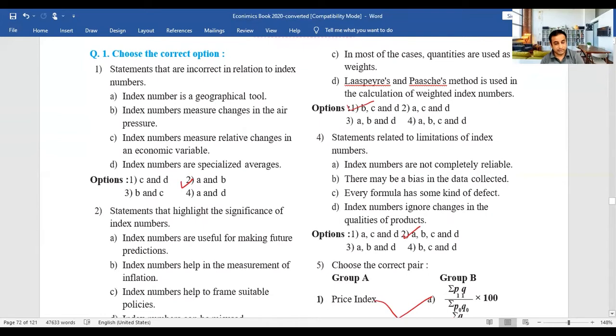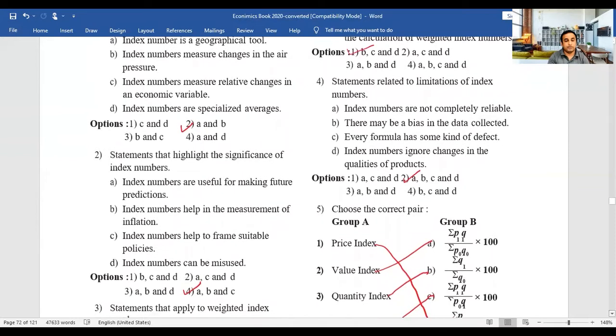There may be a bias. There may be a bias in the data collected. Every formula has some kind of defect. Index numbers ignore the changes in the quantities of the product. So all 4 highlight the limitations of index numbers. So A, B, C, D is correct. So therefore, option number 2 should be selected.